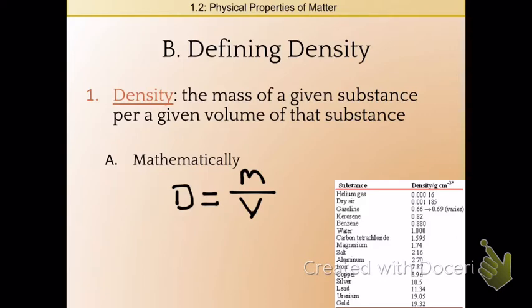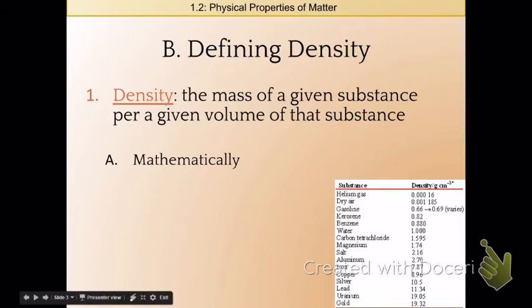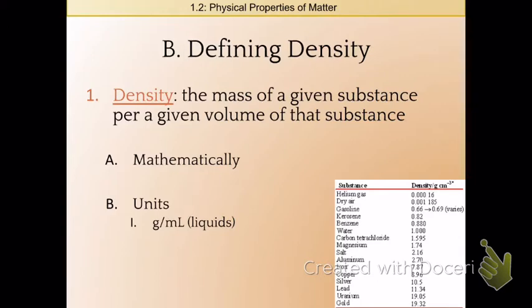And when we do that, mass has a unit, usually grams, and volume has a unit, milliliters or centimeters cubed. So density, too, will have a unit. The units that we use commonly for density are grams per milliliter when we're talking about liquids like water, grams per centimeter cubed when we're talking about solids like sand, and grams per meter cubed when we're talking about gases, because gases have such a low density.